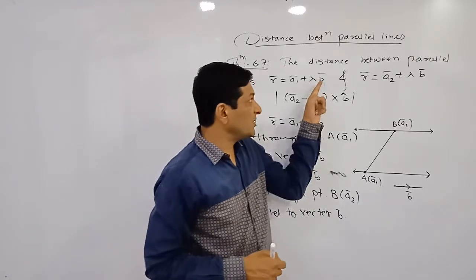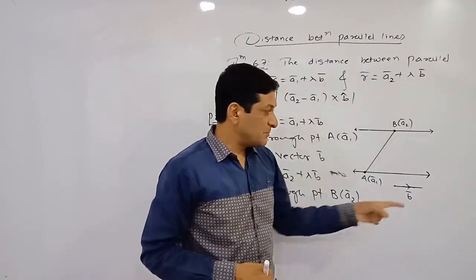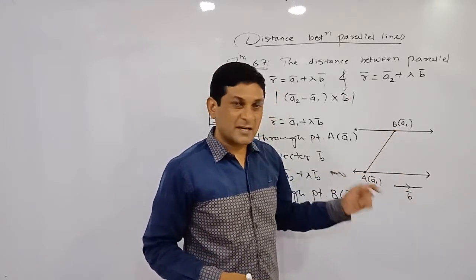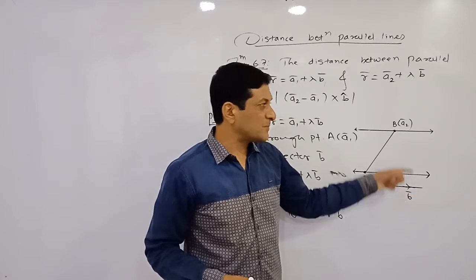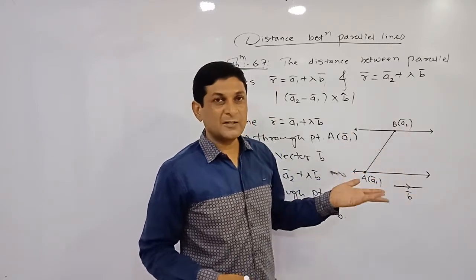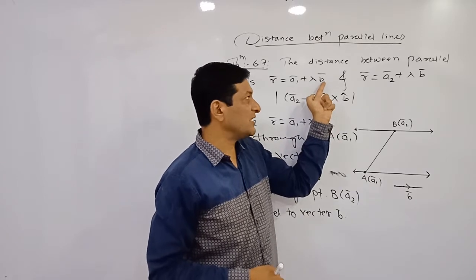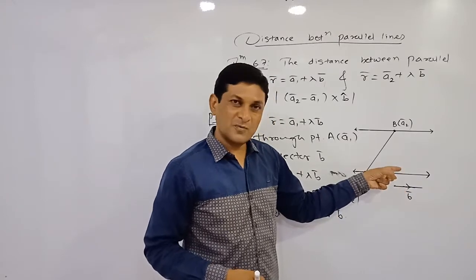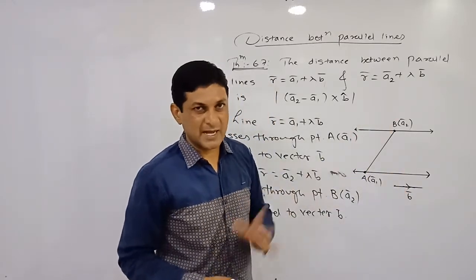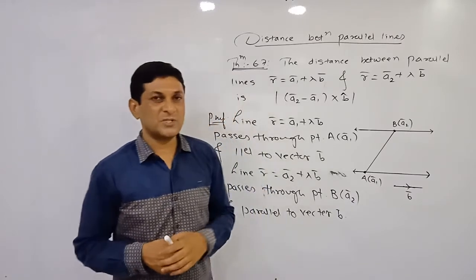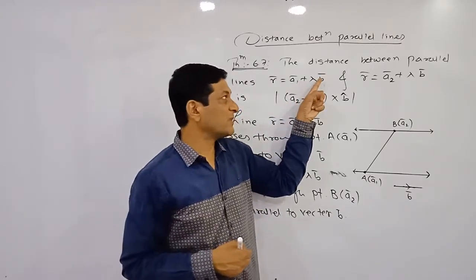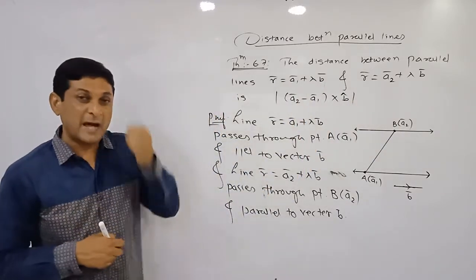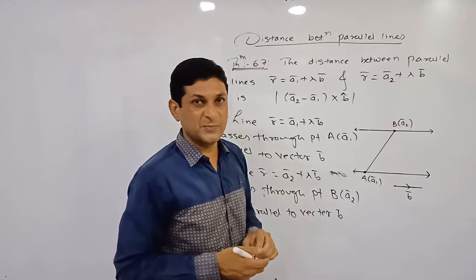So why in both equations have we written b bar? Because b bar is a vector parallel to the first line, but the two lines are also parallel. Means if b bar is parallel to the first line, then b bar is parallel to the second line. So it is not necessary to denote this vector by b1 bar and b2 bar, because the two lines are parallel. If one vector b bar is parallel to the first line, definitely it will be parallel to the second line. That's why in both equations we have used the vector b bar. Now the question is to find out the distance between these two lines.